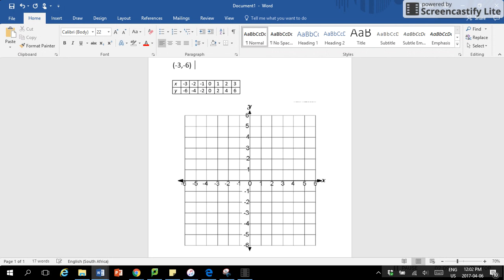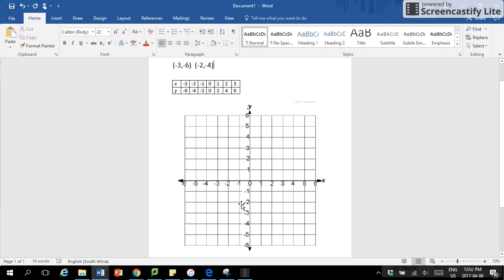If we look at the next one, so let's make our next one. We've got -2, and we've got -4. Now we know that the -2 is on our X, so we find it there, and we know the -4 is over here, so they would both meet there, and we would place our dot there.